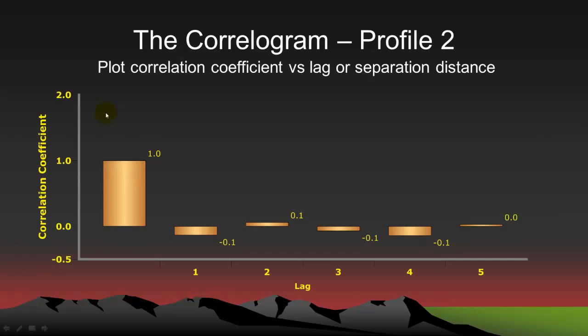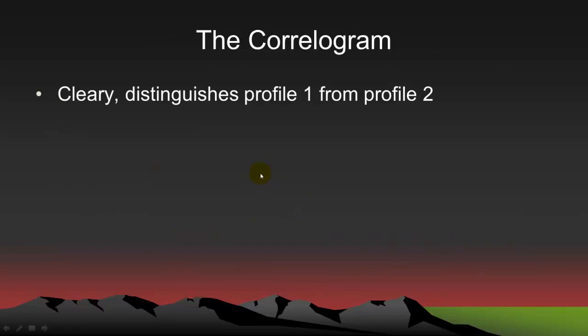And so we can plot that information on a Correlogram. Again, at lag 0, we have perfect correlation of the sample with itself. But then at lag 1, we have minus 0.1, and then 0.1, and minus 0.1. We've rounded off the decimal places here. And so you can see from the Correlogram, as we've plotted it here, that basically at all lags the correlation is essentially bouncing around 0. It's essentially 0. So clearly the Correlogram distinguishes profile 1 from profile 2. So the two sets of samples are not the same.